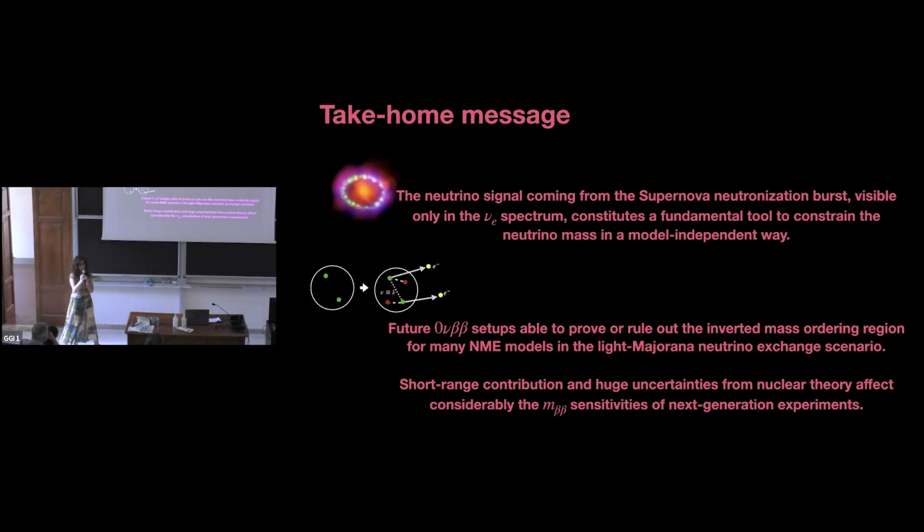I hope I convinced you of the importance of future detection of the neutronization peak, the neutronization burst, for the next generation of detectors, in order to put constraints on the neutrino mass, which are model independent, since it results to be a robust description of the supernova model, and also complementary to cosmology and laboratory searches. Also, on the neutrinoless double beta decay side, the future landscape is very promising, but there are still a lot of missing pieces, especially from the nuclear theory side.